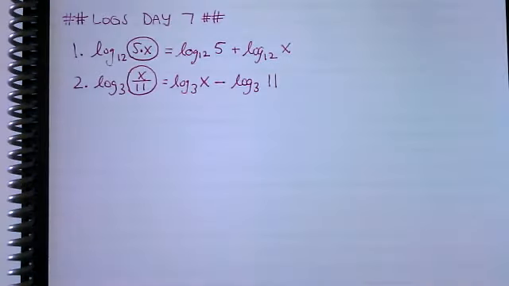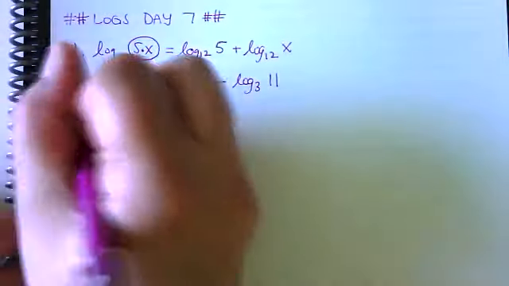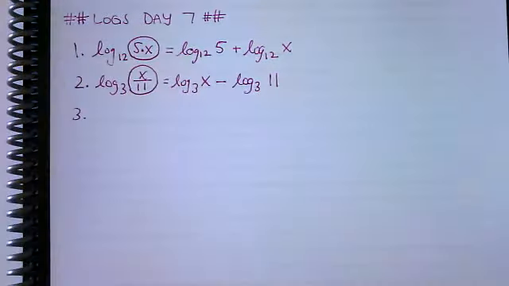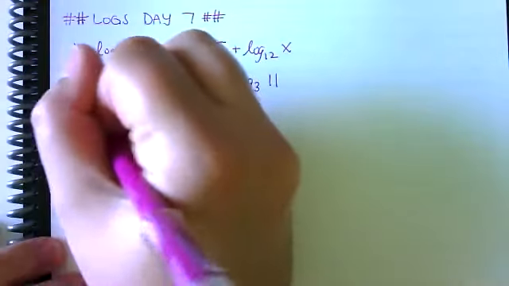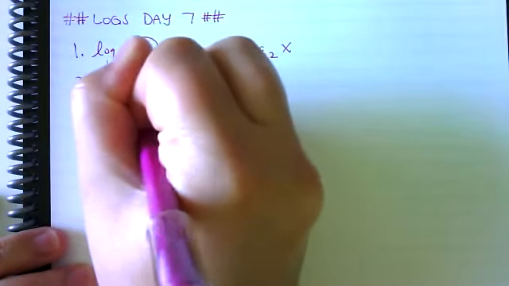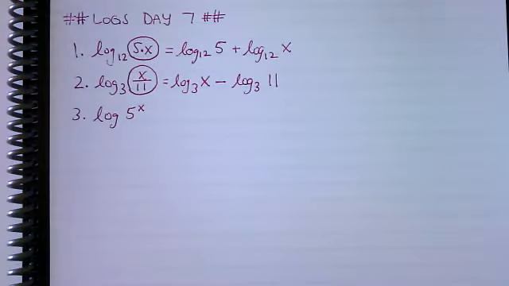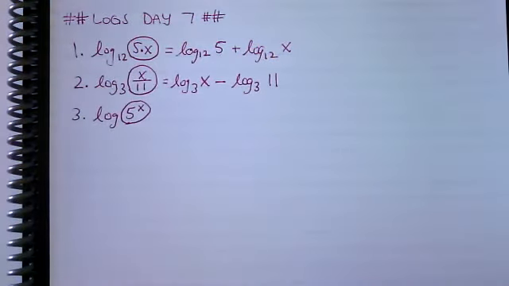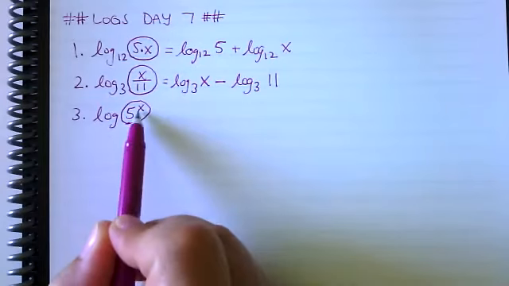For a lot of the expanding, you just have to remember your rules. We just have to remember multiplication into addition and division into subtraction. For question number 3, we have log of 5 to the x. Here I technically only have one term, so I'm only going to have one log, but I have an exponent.